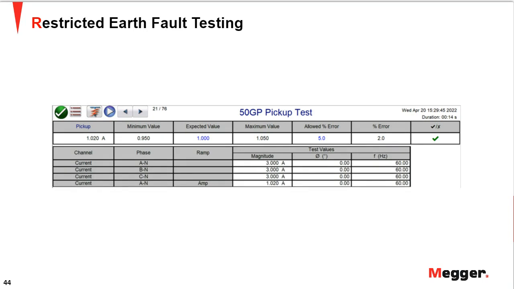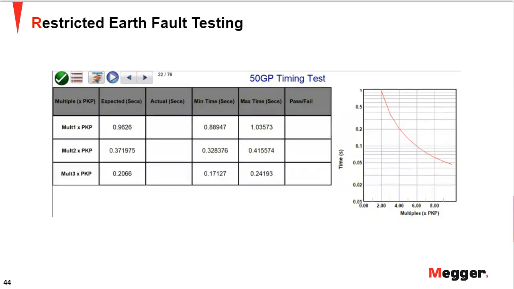So that's what we do in the pickup test, a straightforward ramping of current. And for the time test, this particular implementation is based on the inverse curve. So you would have to do multiple point tests on these curves. You could do a multiple of the pickup and see how much time it would take to trip on the earth fault for the restricted earth fault scheme itself, right? So these are the 3 tests you will perform here.